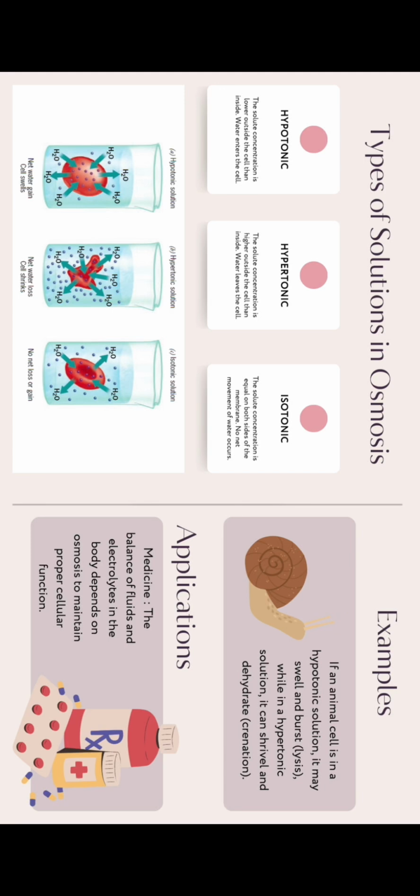In the image, we have a hypotonic solution, with net water gain, where the cell swells; a hypertonic solution, with net water loss, where the cell shrinks; and an isotonic solution, with no net loss or gain. An example of this is when people add salt to a snail or slug, and this causes the animal to lose the water it has in its body due to the salt. The applications could be in medicine, because the balance of fluids and electrolytes in the body depends on osmosis to maintain proper cellular functions.